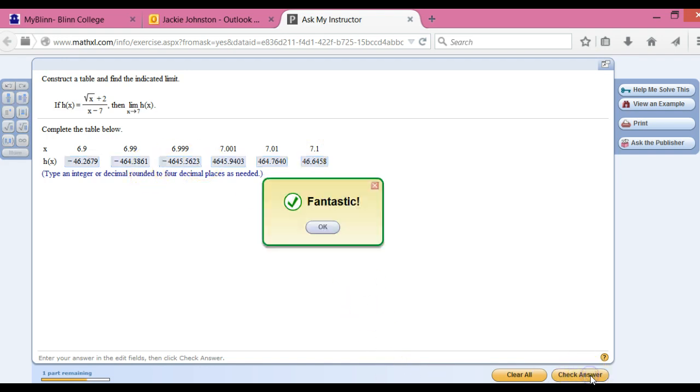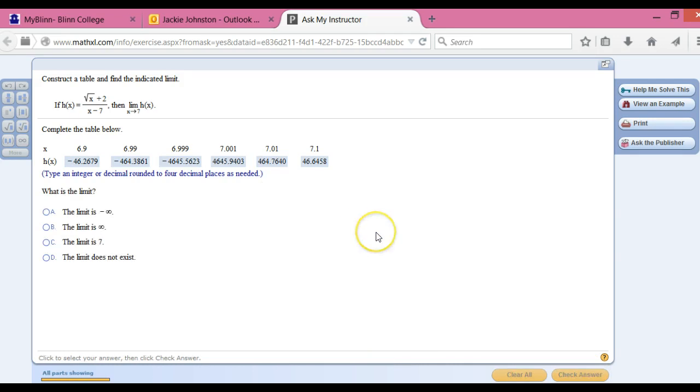And let's check our answer. And fantastic. That's what I like seeing. Now we want to know, what is the limit? So look, as we're looking at our function, the limit of h of x as x approaches 7. We're getting really close to 7 from the left, and really close to 7 from the right. Are these two numbers going to the same number? And the answer would be no, because this is going to a negative 46.45, and this is going to a positive 46.45. And since the limit from the left and the right are not going to the same number, the limit does not exist.